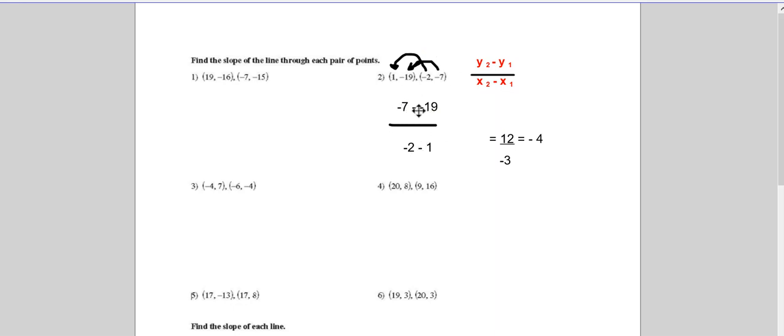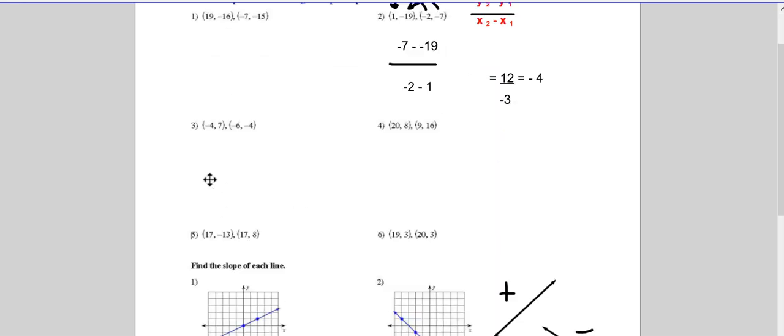And then don't forget, a negative times negative is positive, so I have 19 minus 7 is 12, and -2 minus 1 is -3. And 12 divided by -3 is -4. There's my final answer for my slope. Okay, now you can go ahead and do those 5 right there.